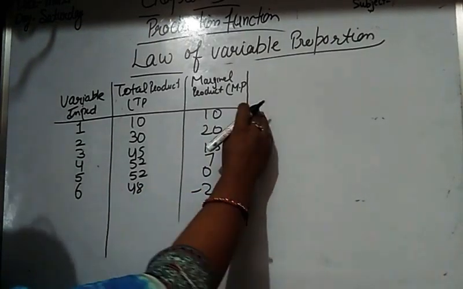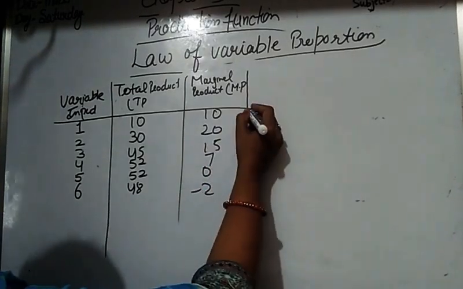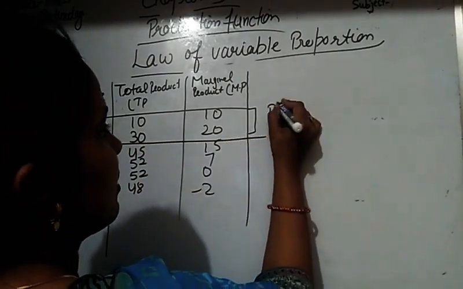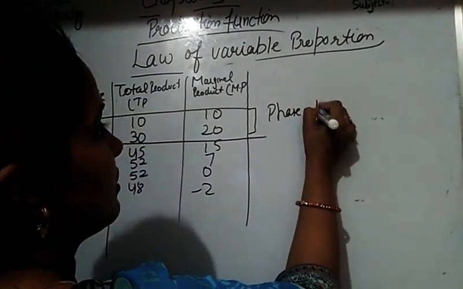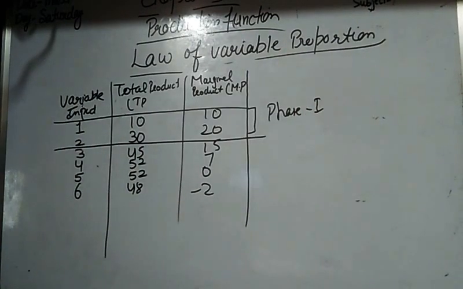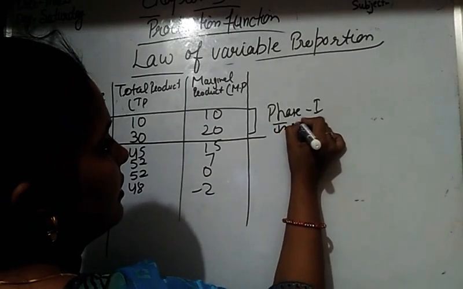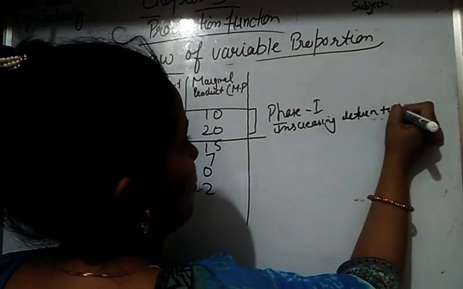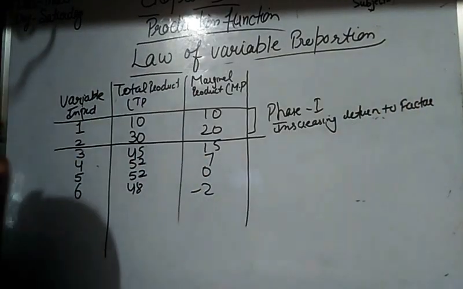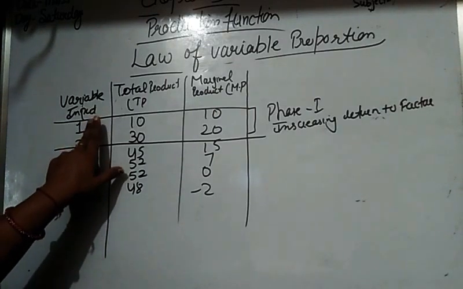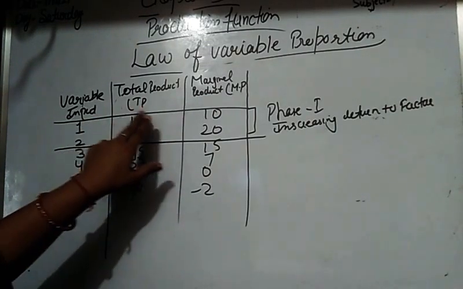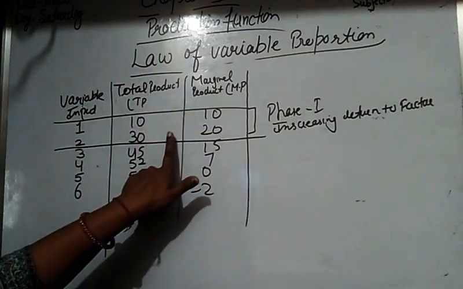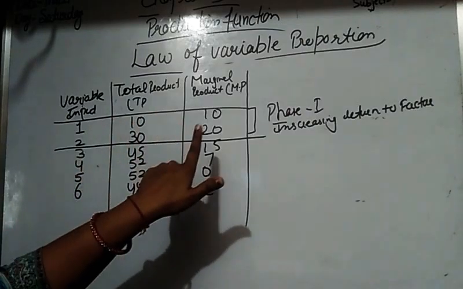So these two are covered under the first phase, phase number 1 or stage first. In this stage, we can say there is increasing return to a factor. Increasing return to a factor means when factors are increased, returns are also increased. Return means the production is increased. So the first phase is increasing return to a factor.